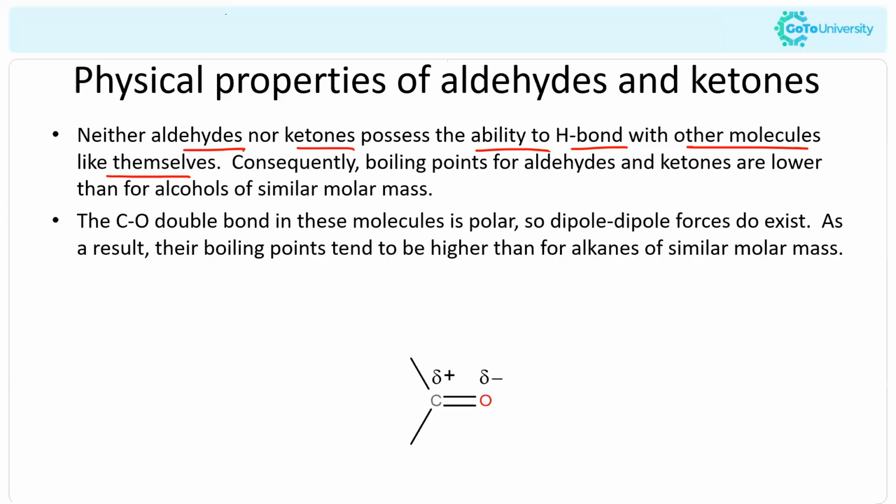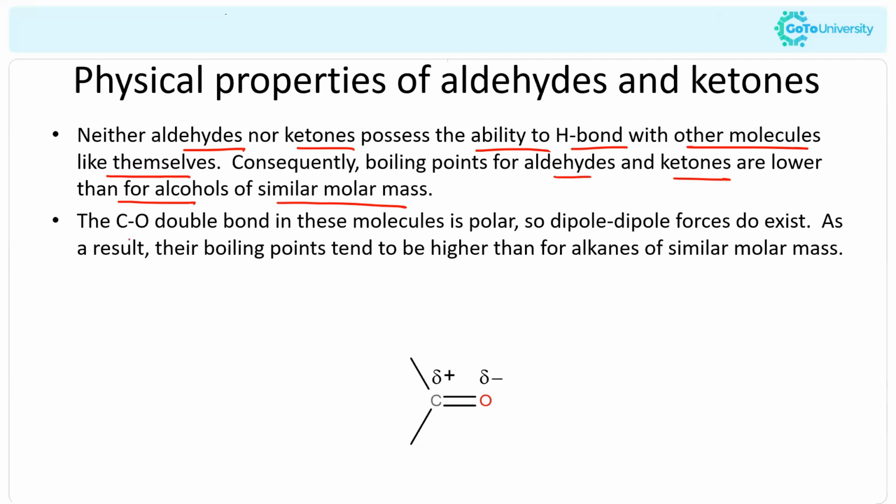It means the boiling points of aldehydes and ketones will be lower than for alcohols of similar molar mass, because alcohols are able to form hydrogen bonds. Between the alcohol molecules, there is a possibility for the formation of hydrogen bonding, that is, intermolecular hydrogen bonding. While when you come to ketones or aldehydes, there is no possibility for intermolecular hydrogen bonding. It means they do not have boiling points as high as alcohols.